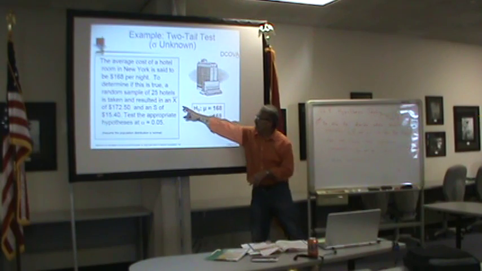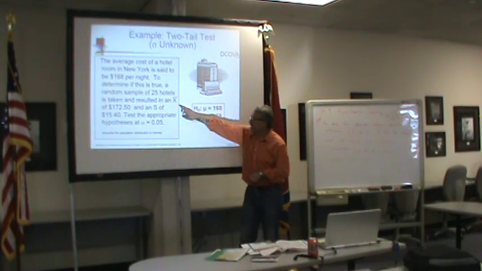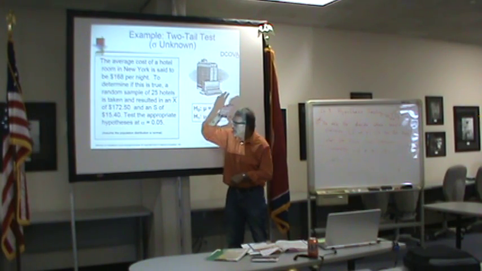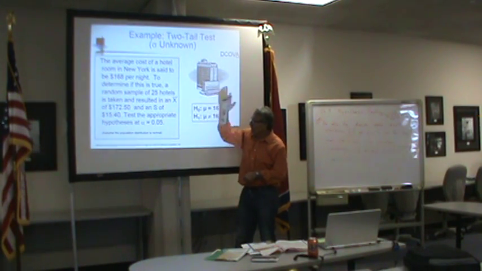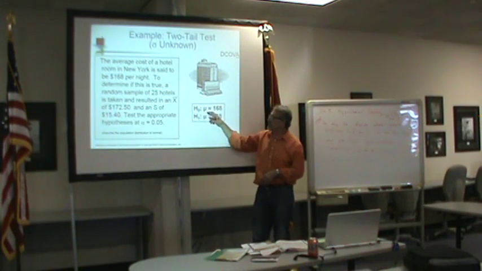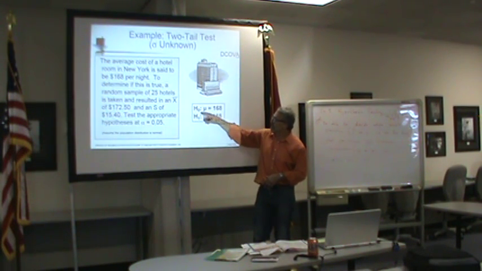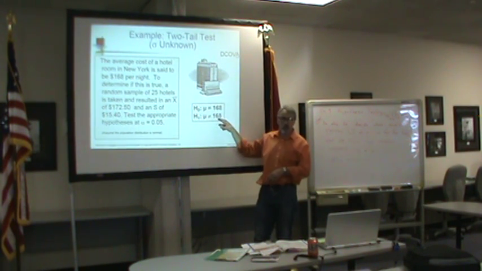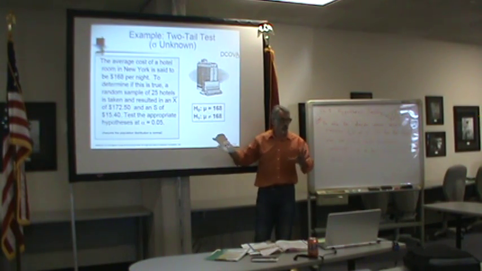This is our mean. It's a sample statistic, not a parameter. S, remember, sample standard deviation, is 15.4. So at the 5% level, our alpha is 5%. Is this true? Here's our hypothesis: our null hypothesis is that the average cost is $168. So our alternative is no, it's not. It's not equal, so it's a two-tailed test.